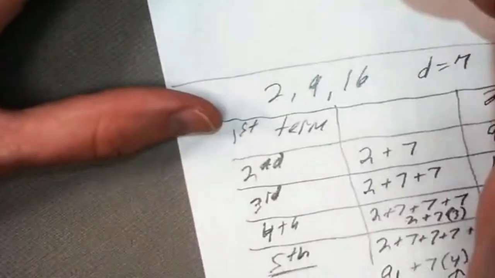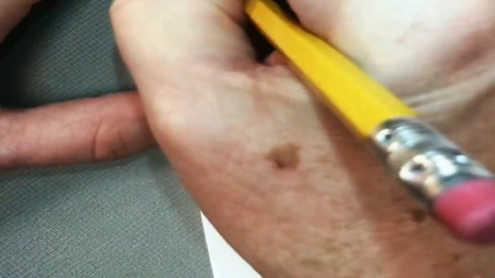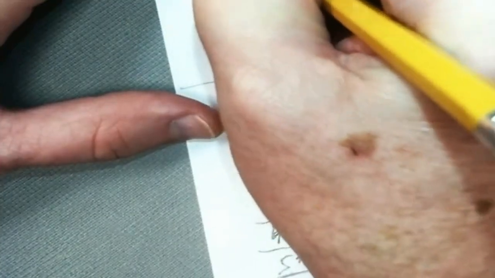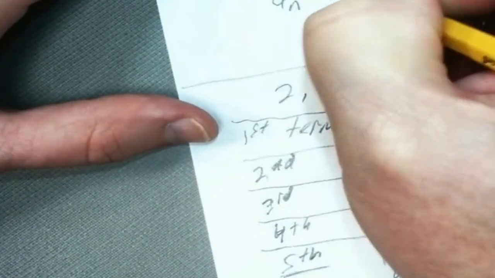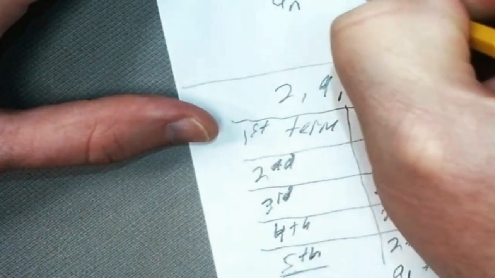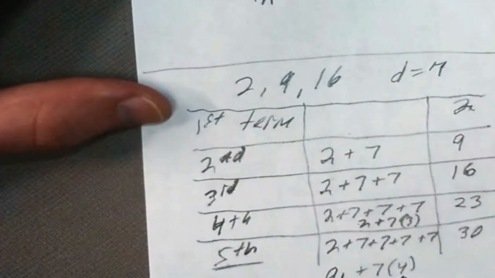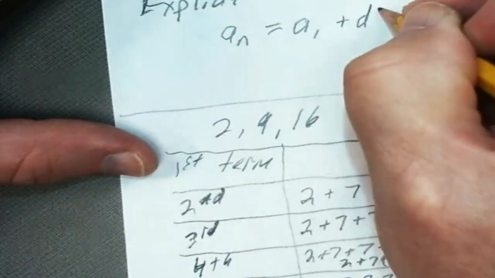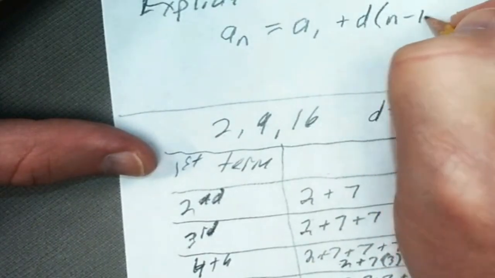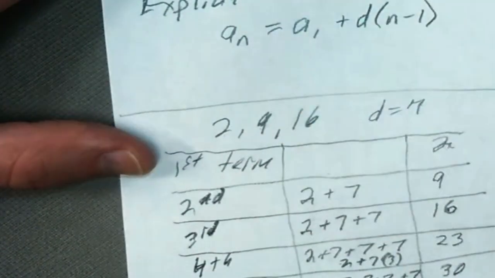So our recursive, explicit formula, sorry, we already had a recursive. We could find a sub n by taking the first term, multiplying the common difference times 1 less than n.